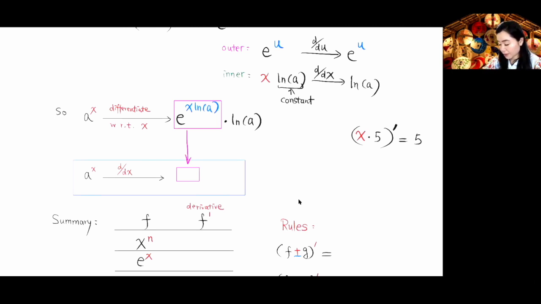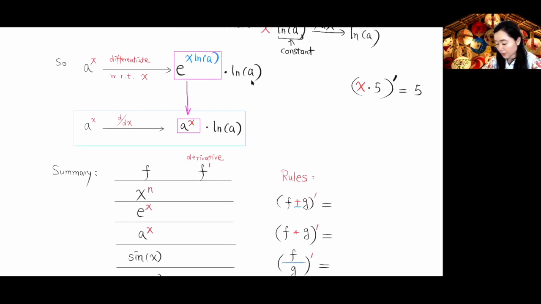And now, times ln of a. Now you see that for the exponential function e to the x, the derivative is e to the x itself. The derivative of a to the x is going to be a to the x itself, but multiplied with ln of a. So if it's e to the x, you multiply by ln of e, but ln of e is equal to 1, so you still get just e to the x.